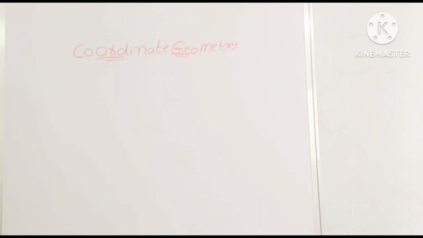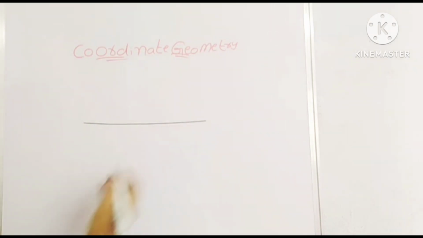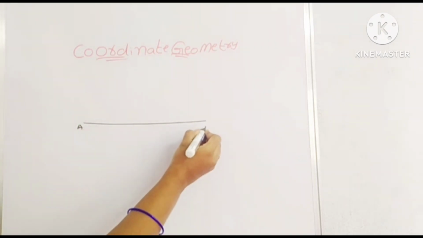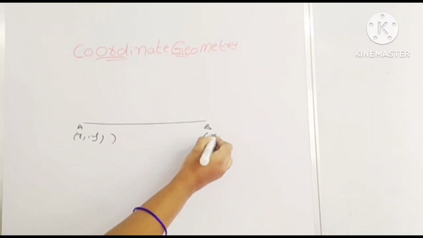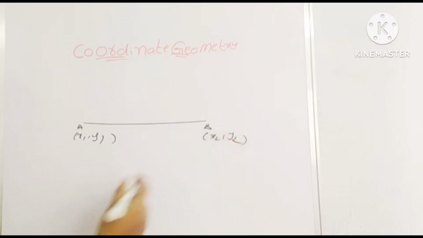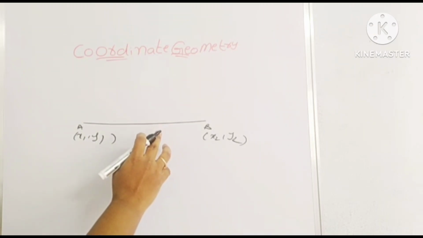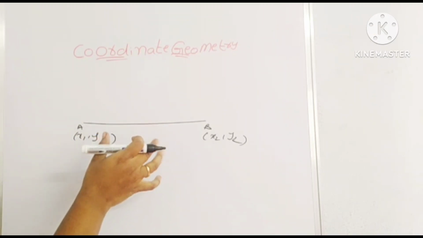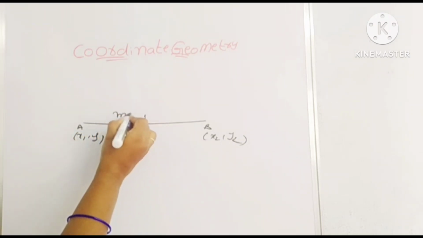Now the coordinates of the point x, y divided. Here A and B are the two points: x1 comma y1 and x2 comma y2. The point P divides the line segment in the ratio of m is to n.